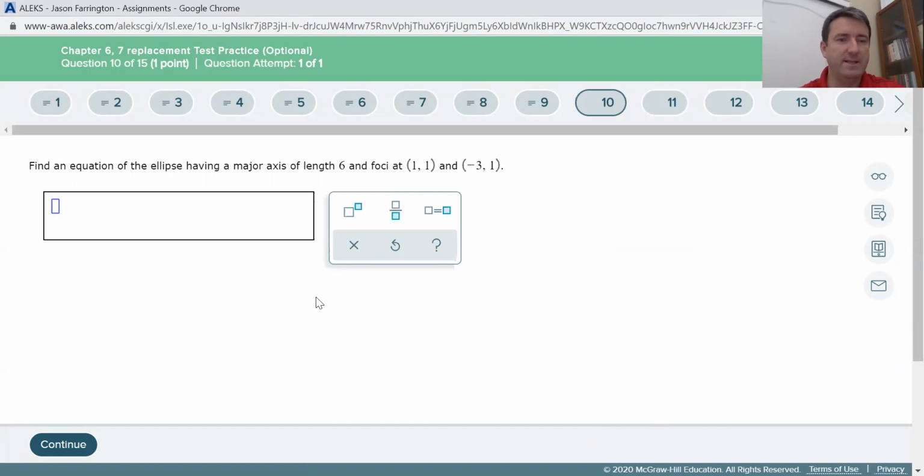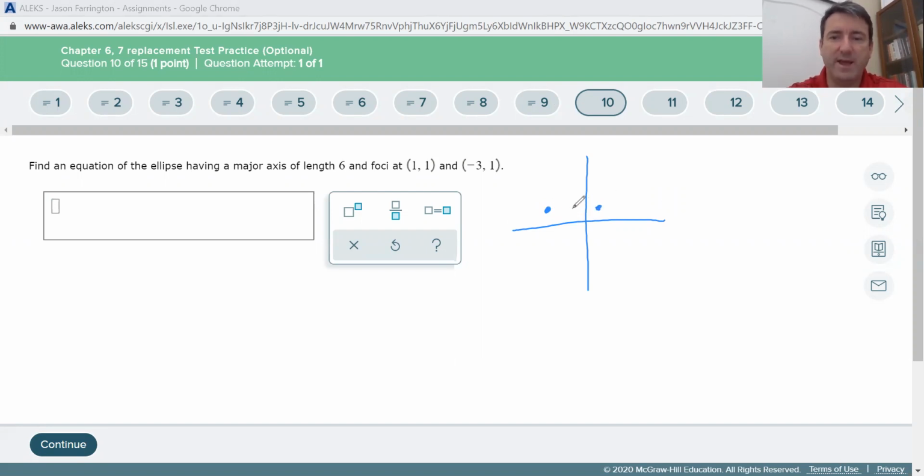Now it says find an equation of the ellipse having a major axis of length 6 and foci at 1, 1, and -3, 1. So let's draw what we're talking about here. So we have foci at 1, 1, and at -3, 1. Okay, so right off the bat, let's just find our center, and I'm going to mark this center here in red. So the center is going to be halfway between these two.